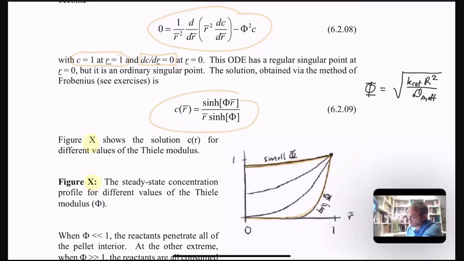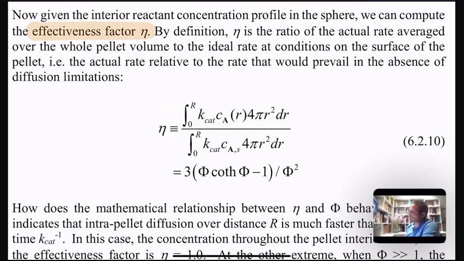of the catalyst pellet. When we go to the other regime and the Thiele modulus is very large, that means that the characteristic reaction rate, k_cat times R squared, is much faster than diffusion. And now things are getting consumed near the surface of the pellet before they have a chance to diffuse into the interior of the catalyst pellet. Thiele recognized that you could encode this whole solution into a really easy algebraic expression for the reaction diffusion problem.